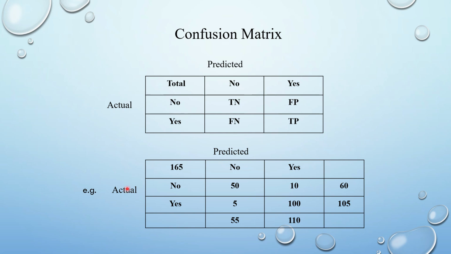And this is the example of confusion matrix. These are the predicted values. These are the actual values. So here TN is equal to 50, FN is equal to 5, FP is equal to 10 and TP is equal to 100. Total is 165. Total means 50 plus 10 plus 5 plus 100. This total is nothing but the addition of TN, FP, FN and TP.